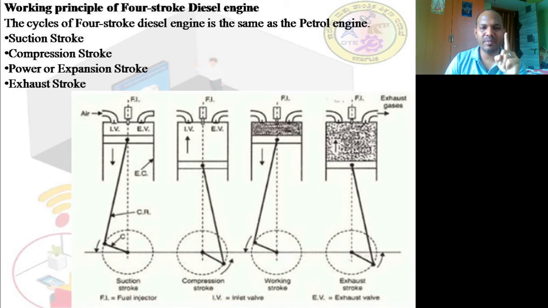Fourth point, the crankshaft or the flywheel makes half revolution. So half revolution in the suction stroke, half revolution in the compression stroke, half revolution in the working stroke, and half revolution in the exhaust stroke. I'm sorry, 4 strokes make two complete revolutions of the flywheel or crankshaft.